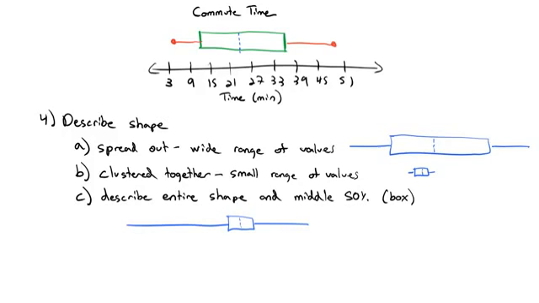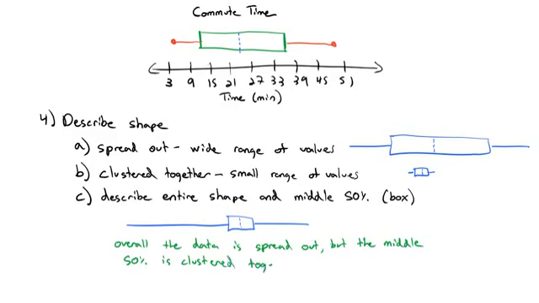And we could say overall, the data is spread out, but the middle 50% is clustered together, because the box is small compared to the rest of the data.